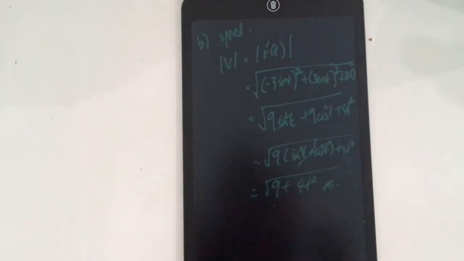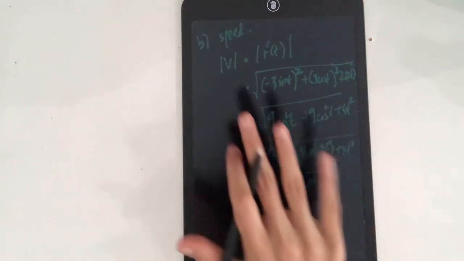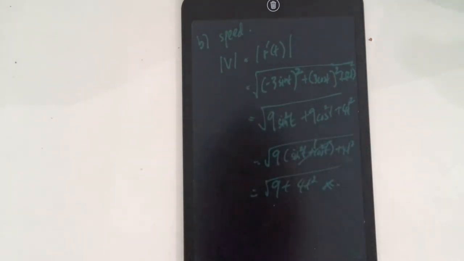If the question asks for direction, just combine. Direction is v over the magnitude of v. You already calculated your v, you already calculated your magnitude, so just substitute. But the question here only asks for speed. Alright? Okay, so we finish this part.